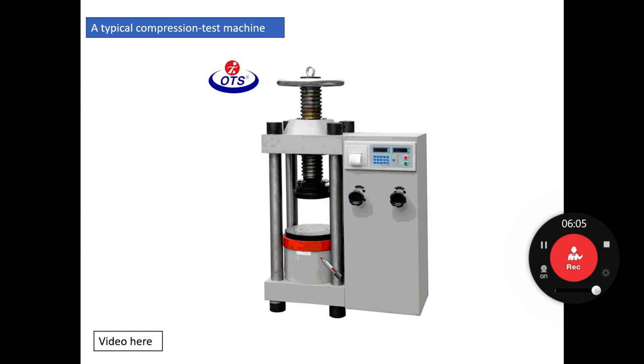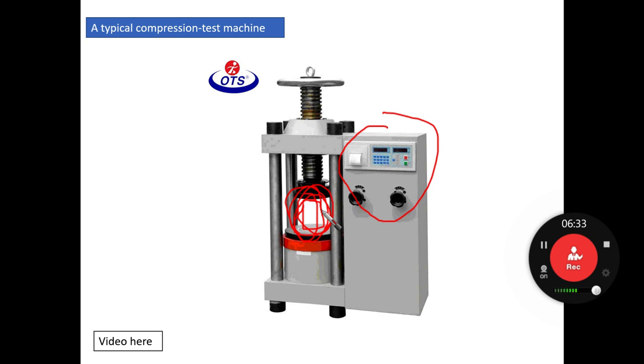And this is a typical compression test machine. You are going to find it very similar to the previous one. We put our cylinder here, a concrete cylinder for example, and we apply load from above, and there is a data acquisition system, and the test continues until the failure of the specimen itself.